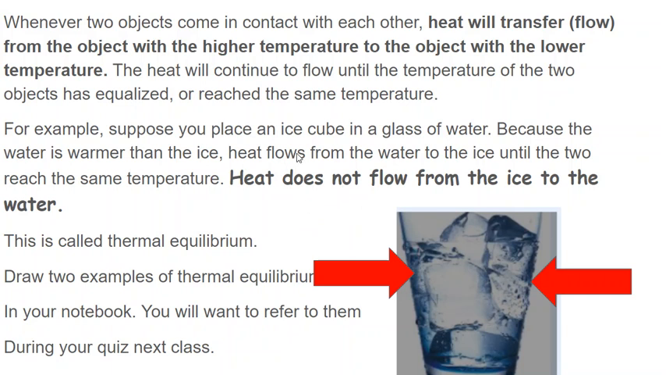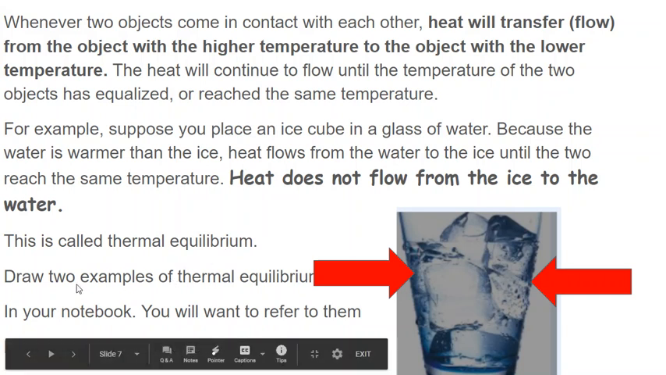Okay, so here's what I would write down. I would write down this bold here. Heat will transfer from the object with the higher temperature to the object with the lower temperature. So you can pause this at any moment and you can write that down as notes. This is called thermal equilibrium. I would write that down. And then in the next couple of slides, you have examples, and I would draw some of the examples.